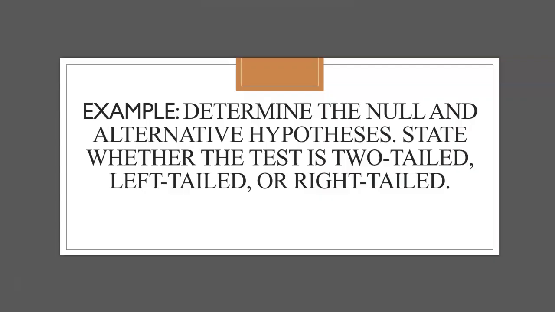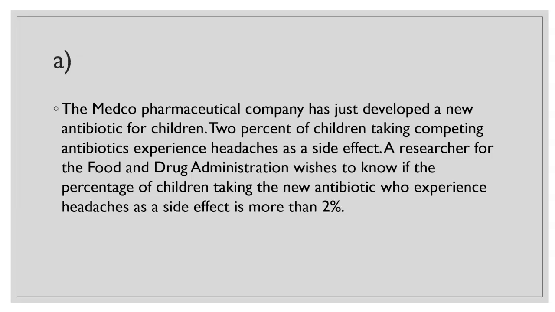So here's an example. Determine the null and alternative hypotheses for the following, and then we're going to state whether the test is two-tailed, left-tailed, or right-tailed. All right, so I'm going to give you some examples, and we're going to go through these. So here's the first one. The Medco pharmaceutical company has just developed a new antibiotic for children. 2% of children taking competing antibiotics experience headaches as a side effect. A researcher for the Food and Drug Administration wishes to know if the percentage of children taking the new antibiotic who experience headaches as a side effect is more than 2%.